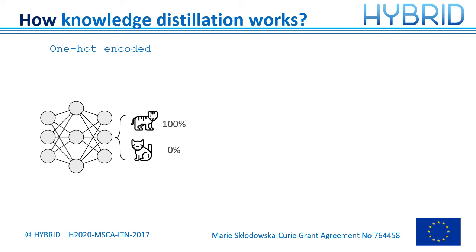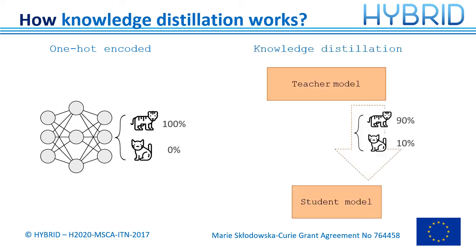However, there might be some data points which are very similar, like the similarity between cat and tiger, and it would be helpful if we show this similarity to the model by saying that the input image is a tiger by 90% chance, and there's a good chance of 10% that it is a cat. So that's how knowledge distillation works as a regularization method which benefits from the prediction power of teacher model.